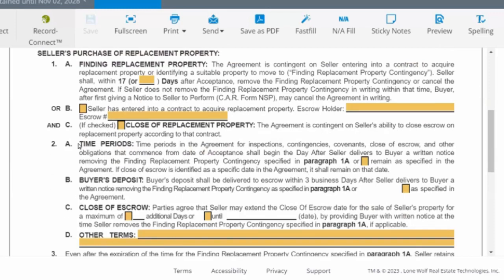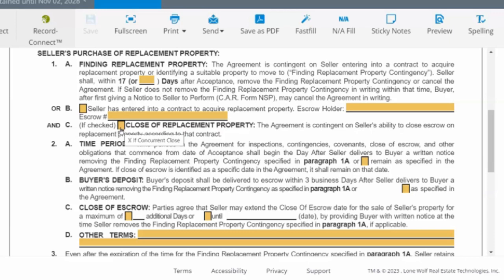And then the other thing is this box C, and I feel like it's very important that box C is marked, because box C makes it also contingent upon the seller closing on the replacement property. It's really not beneficial for a buyer to have a seller with a contingency to find a new home unless they actually close on that home, right? I review a lot of offers. I reviewed an offer this weekend where the seller's agent did not mark box 1C.